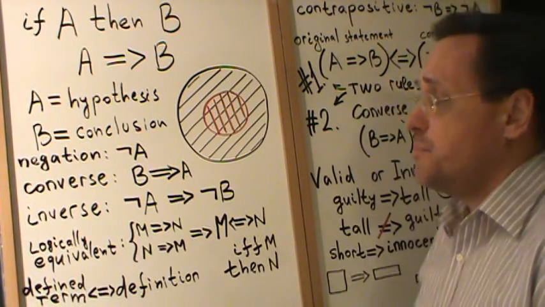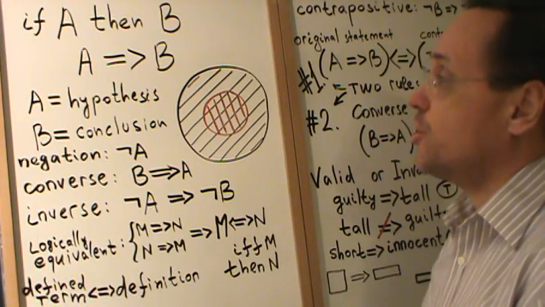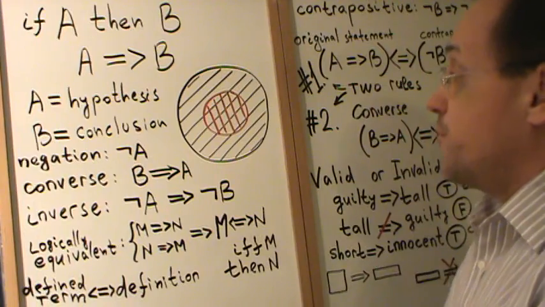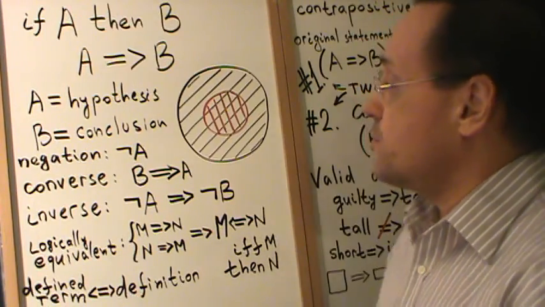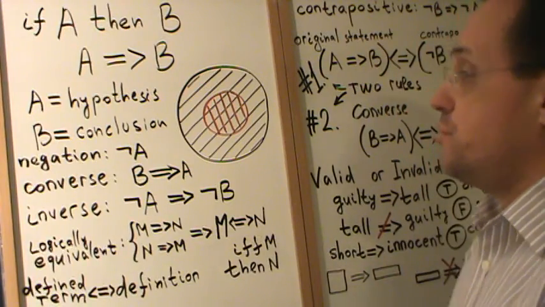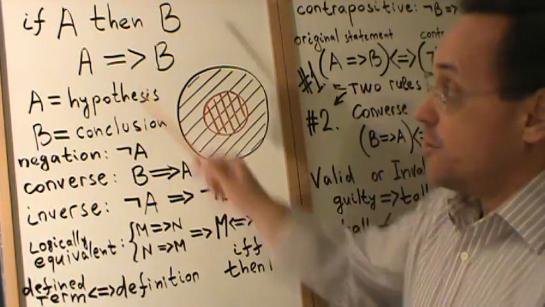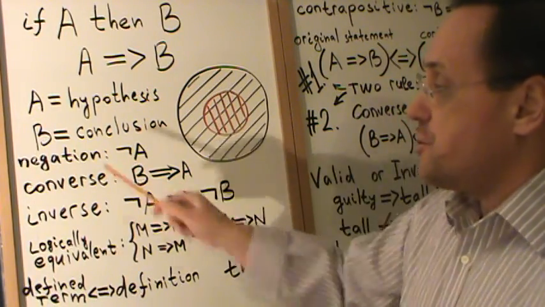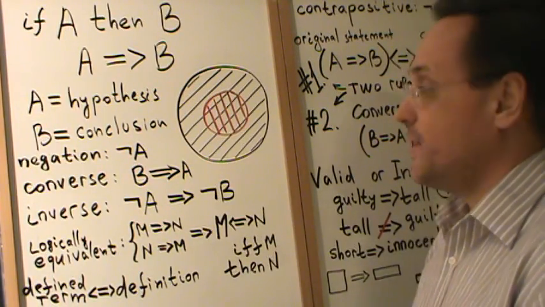Now we can modify this original conditional statement. For example, we can take the first portion A and negate it. The original A was "if I live in Toronto." Then the negation would be "if I don't live in Toronto."